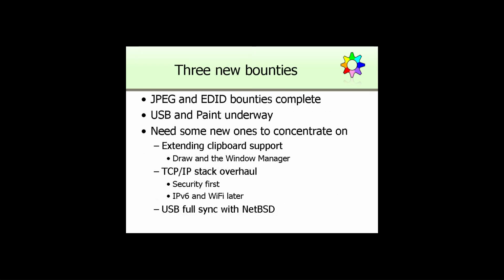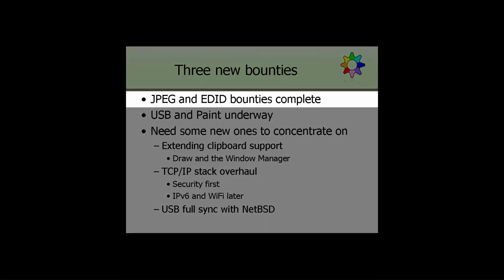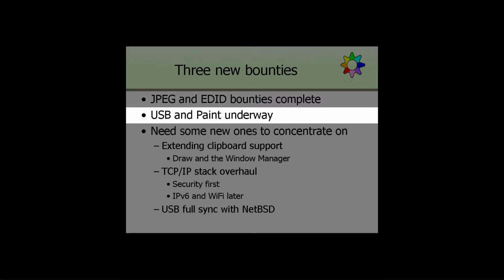Anyway, more important, the exciting new bounties. Three new bounties have just been opened last week. Having completed the JPEG and EDID bounties, as I mentioned a few slides earlier, things were looking a bit sparse in bounty land. So the USB one is underway, and that's obviously working towards the stable release for the Raspberry Pi. And there's also an update to Paint to add some new tools and zoom features and better spray canning, and fix some bugs. So those two are both currently going.